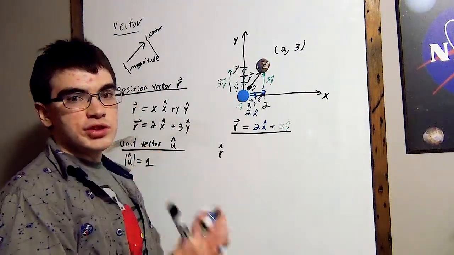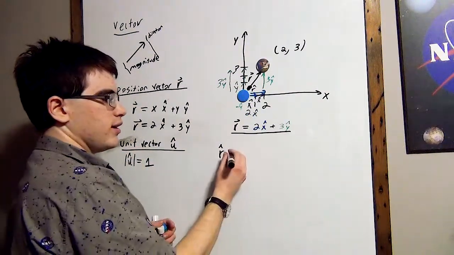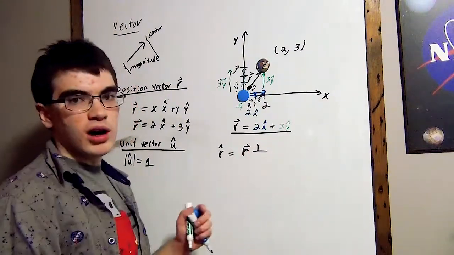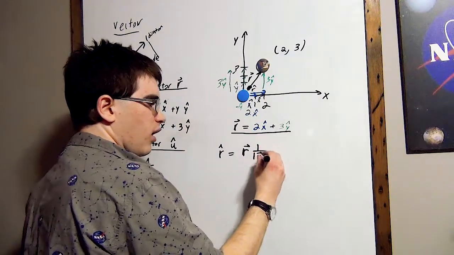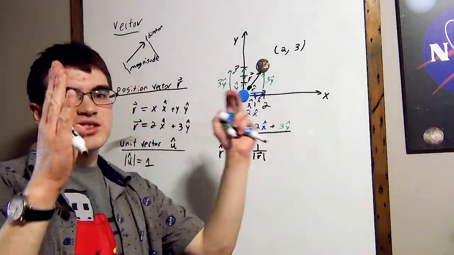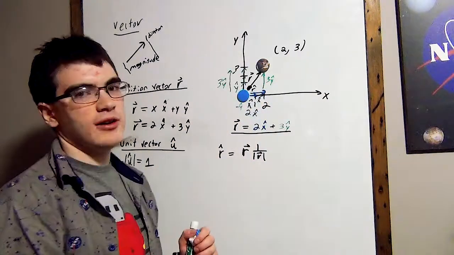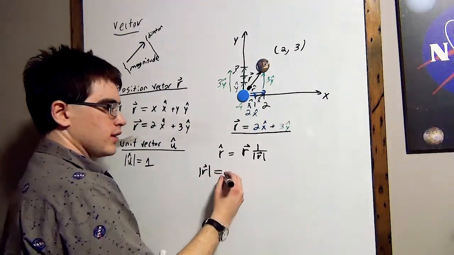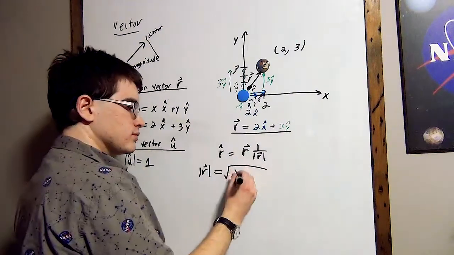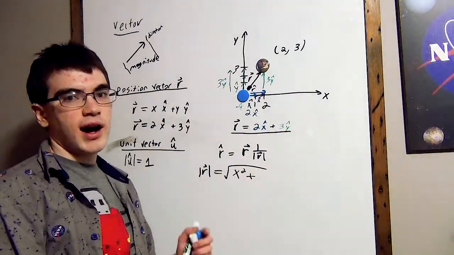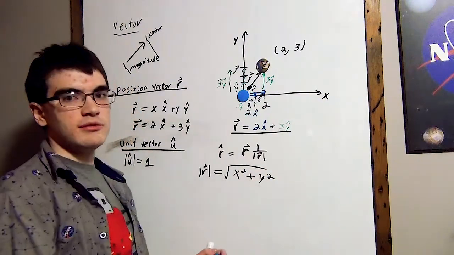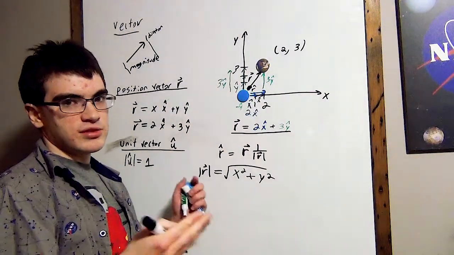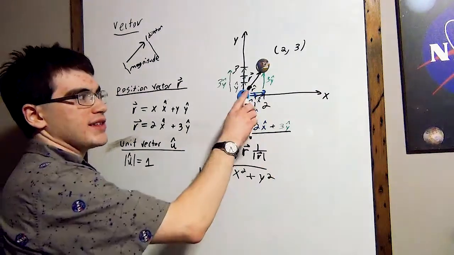R hat, the unit vector in the direction of r, is equal to r vector times 1 over the magnitude of r, where the magnitude of r is the size of the vector, the length of the vector. The magnitude of r is equal to the square root of the x component squared plus the y component squared, which you might recognize as the Pythagorean theorem, where c is equal to the square root of a squared plus b squared. That's what we're doing here.